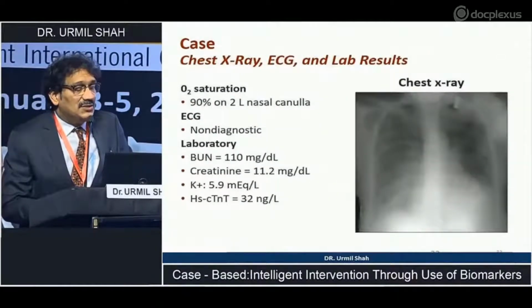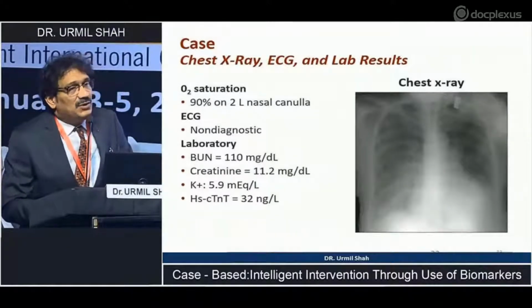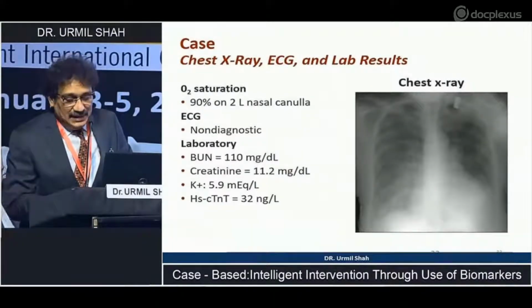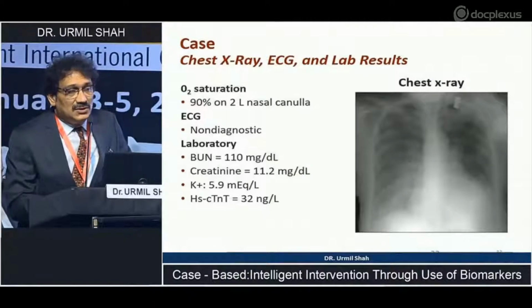On admission, saturation was low. X-ray showed a little bit of pulmonary congestion. Creatinine was very high because the patient has CRF. His HS troponin level is 32, and we don't know, this is also a very high troponin level.